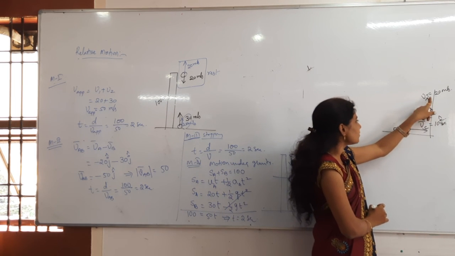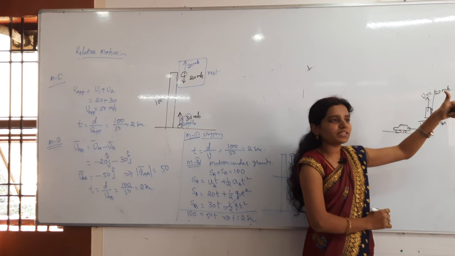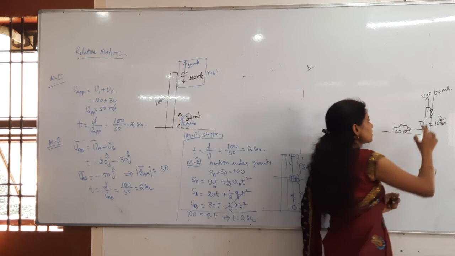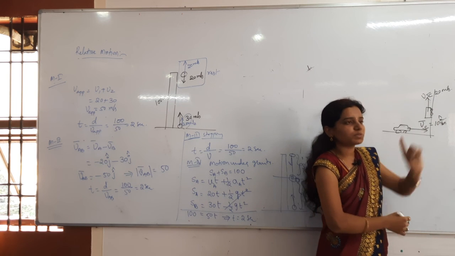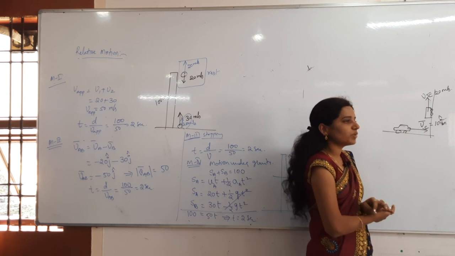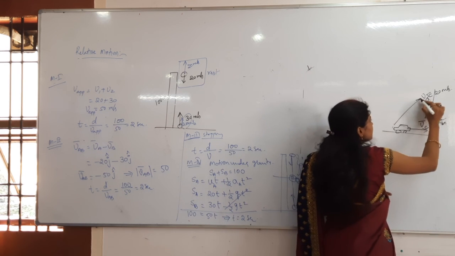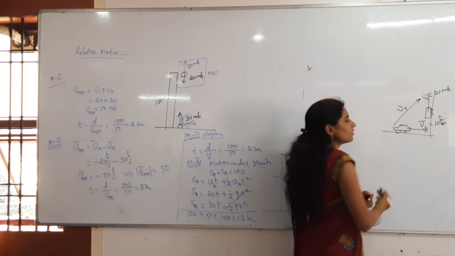Now they are saying the velocity of the truck with respect to the car. It is experiencing the relative velocity, not the actual velocity. So the velocity of the truck with respect to the car is how much? 20 meters per second. Now where will the resultant be? From here to here, like this. So this is the velocity of the truck we will get.